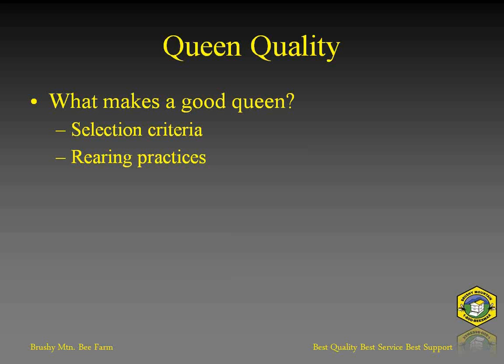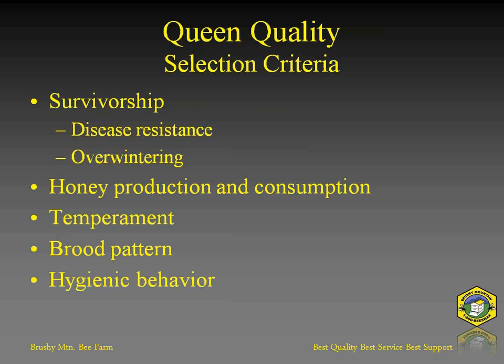Some people just sort of hold up a frame and say, yeah, that's a good brood pattern, I'll go with that. Some people actually quantify it. And so these are some things you want to be thinking about. And then once they've made that selection, there's actually the rearing practices when they're raising out the queens that have been grafted from those breeder queens. And these rearing practices actually can have a profound effect on the overall quality of the queen that you may be installing in your colony. So let's talk a little bit about selection criteria.